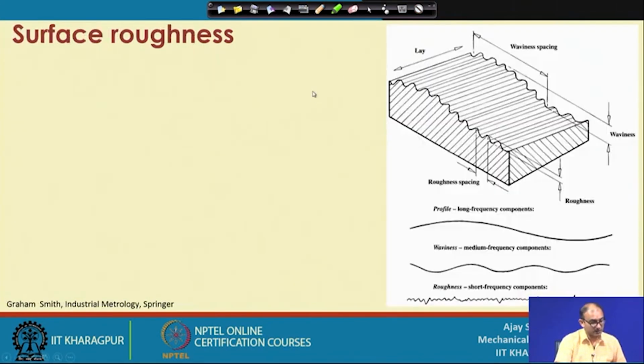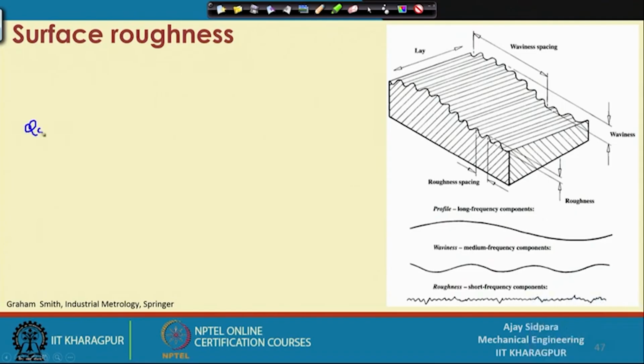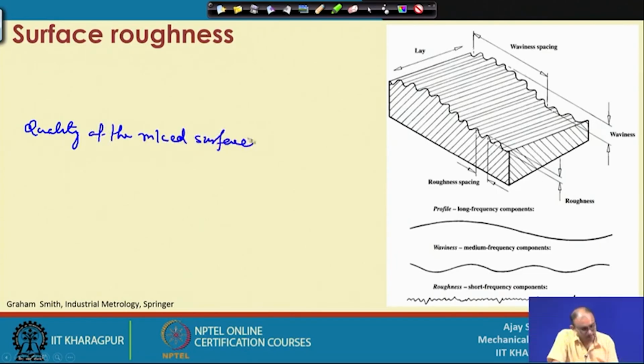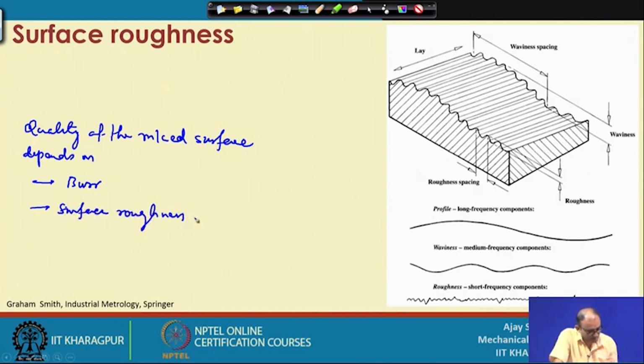Let us now talk about the other aspect of the machined surface, that is called surface roughness, because earlier we have seen that one is the deburring, the burr formation, and another is the surface roughness. Both of these things are the output of machining, right. So, the quality of the machined surface depends on one, the burr formation, and another, the surface roughness, correct.